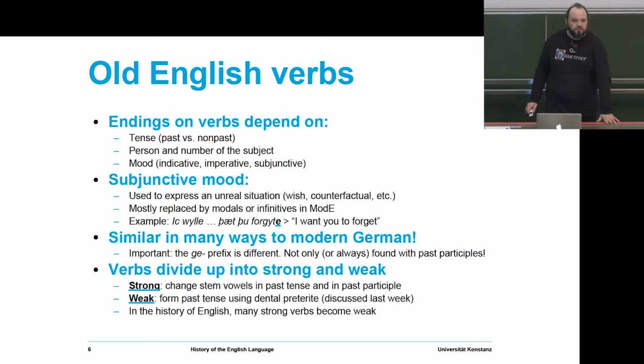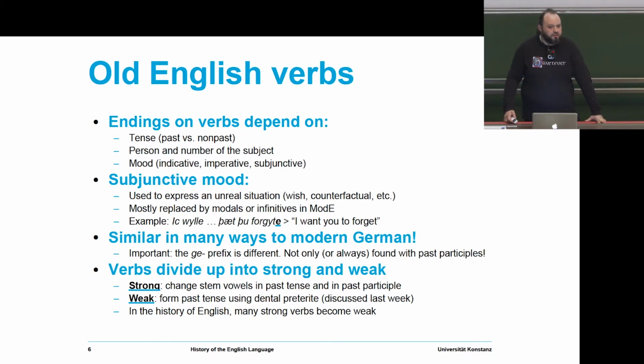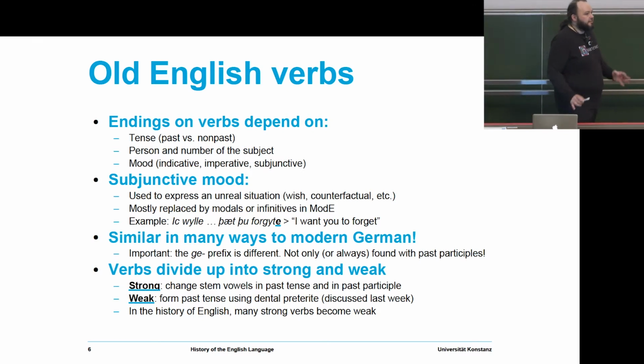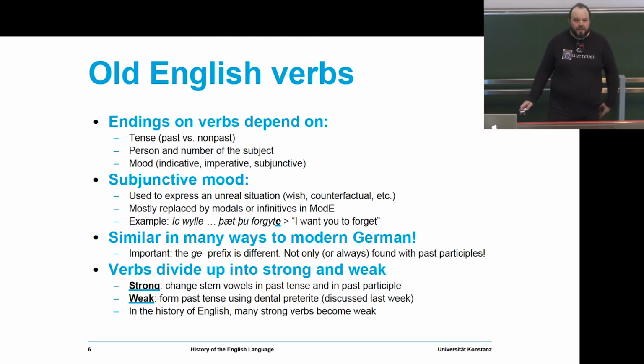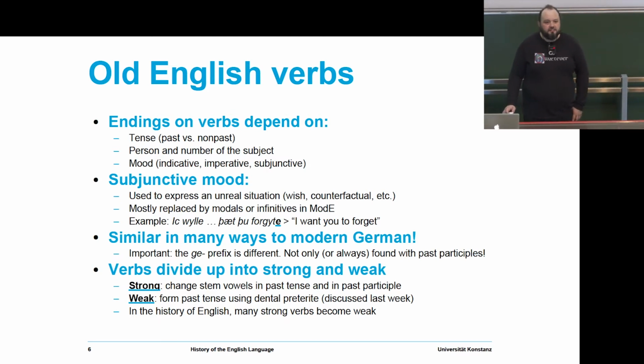The endings also depend on the person and number of the subject. This is something that we do have to a certain extent, even in modern English. So in modern English, regular verbs only have one little ending, and that is the S, the third person singular S. For a verb like play, you would see I play, they play, we play, you play, but he, she, or it plays.